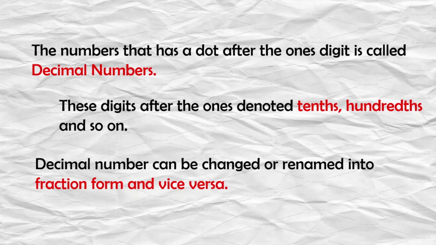The number that has a dot after the ones digit is called a decimal number. These digits after the ones are denoted as tenths, hundredths, and so on. A decimal number can be changed or named into fraction form and vice versa. So let us have first these decimal numbers. This is what we call decimal numbers, after the decimal or the dot.